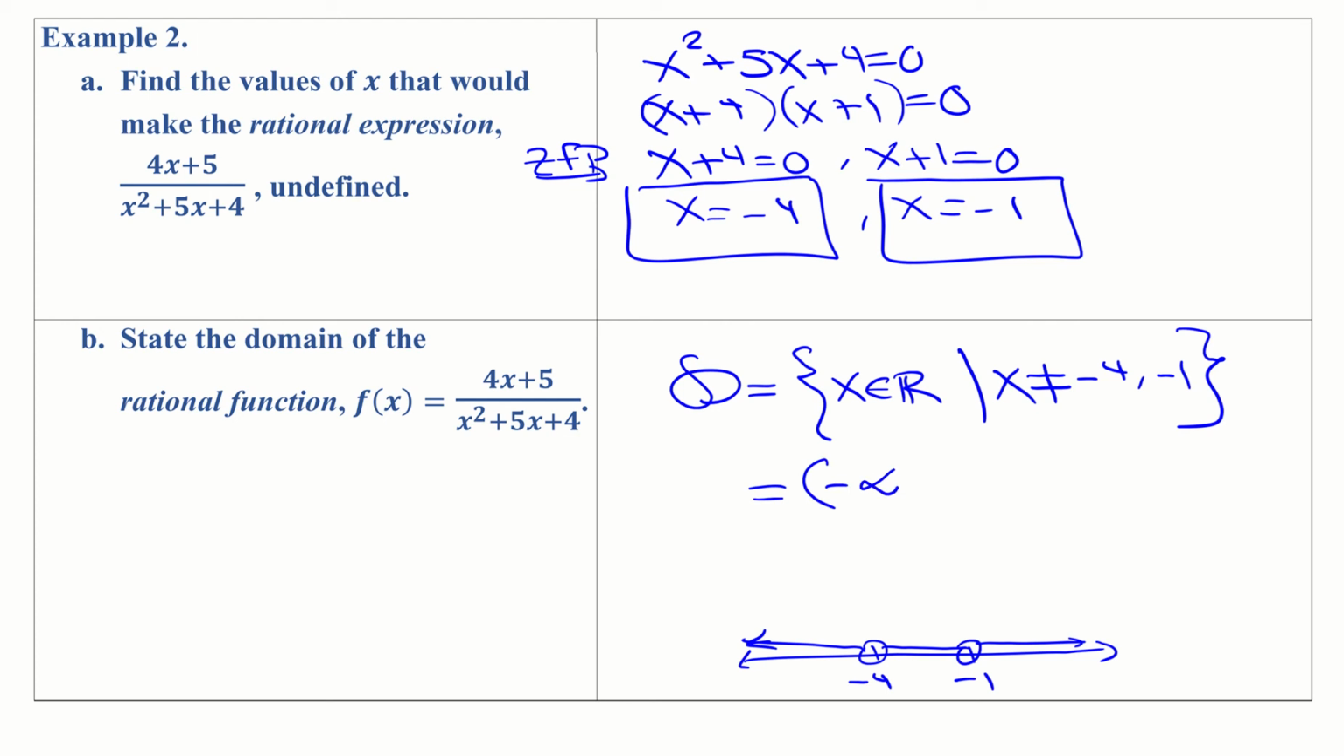So -infinity to -4, stop there, but don't include -4, right? Union, then we want to include this piece, which is all real numbers between -4 and -1. So that's going to be open interval -4 to -1, union -1 to infinity. Like so. All right. Make sure you can handle both of these questions before we proceed.